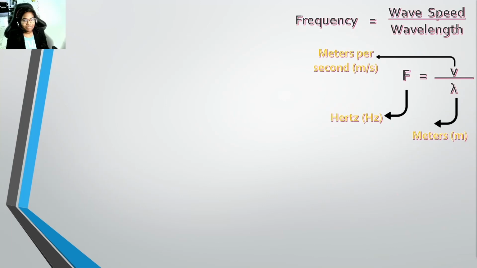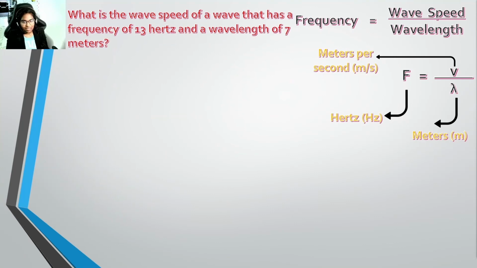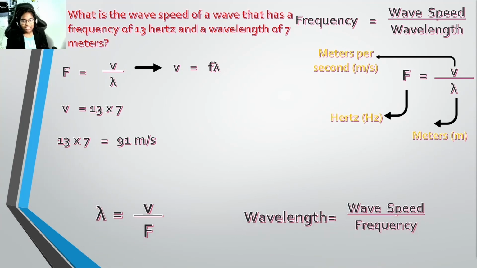Another question. What is the wave speed of a wave that has a frequency of 13 hertz and a wavelength of 7 meters? Well, we will have to rearrange the equation to get v, which is the wave speed, alone on one side. You would end up with v equals f times lambda. Now we substitute the values to get v equals 13 multiplied by 7, which is 91 meters per second. If you wanted to find out the wavelength, you would rearrange the equation to get wavelength equals wave speed divided by frequency.